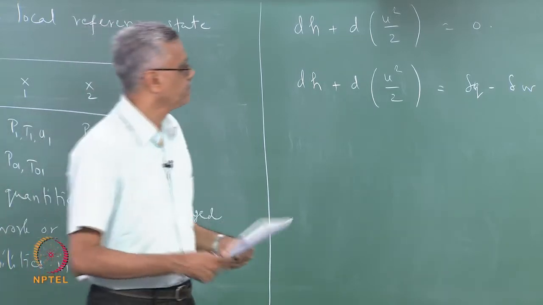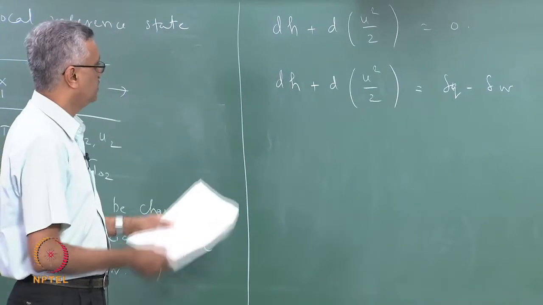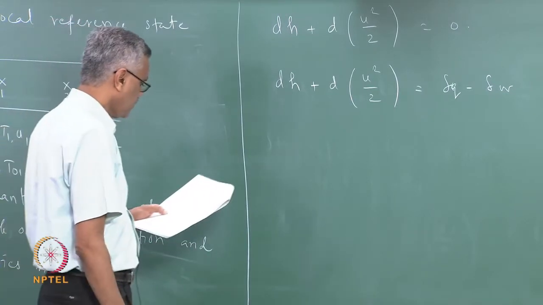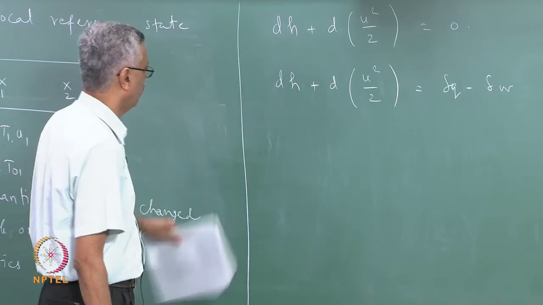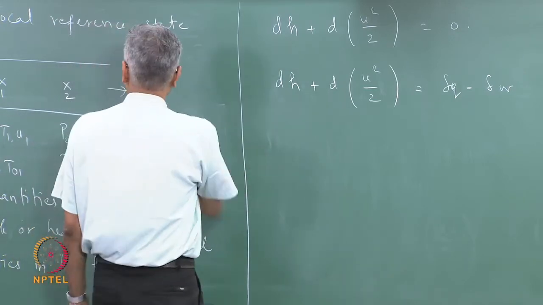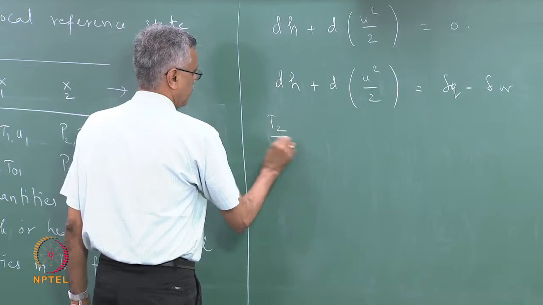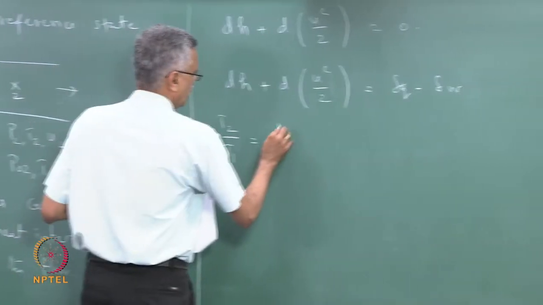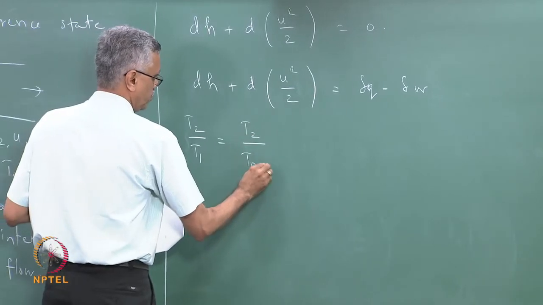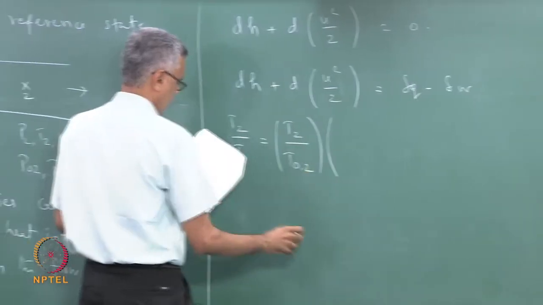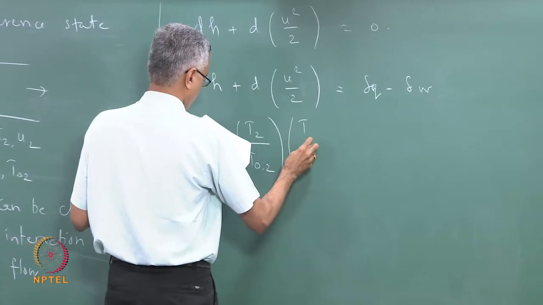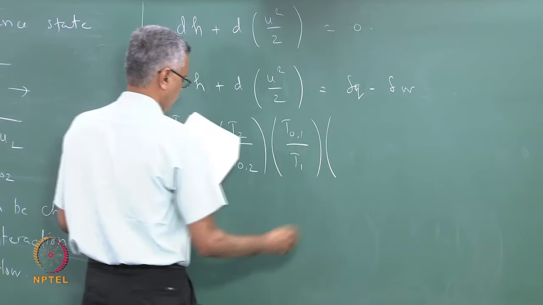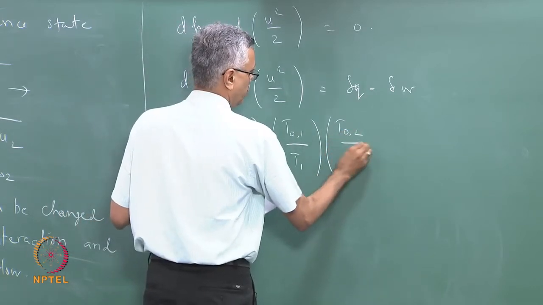Right. Now, let us see how we can relate the two stagnation quantities. So, we are going to do the following. If I take these two states and recognize the fact that T2 over T1 I can write as T2 over T02 times T01 over T1 times T02 over T01.